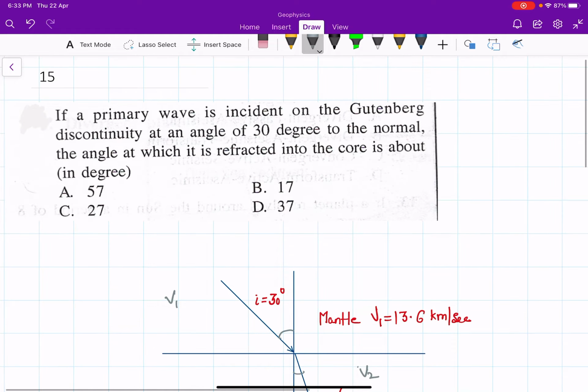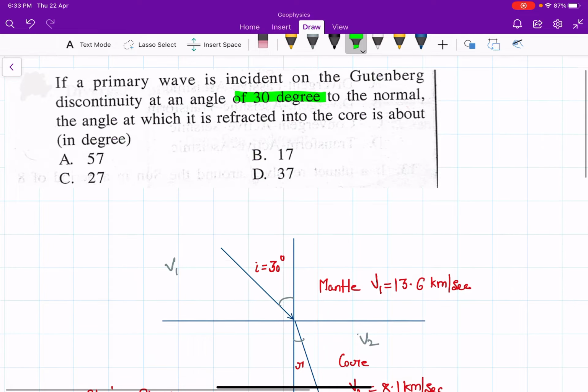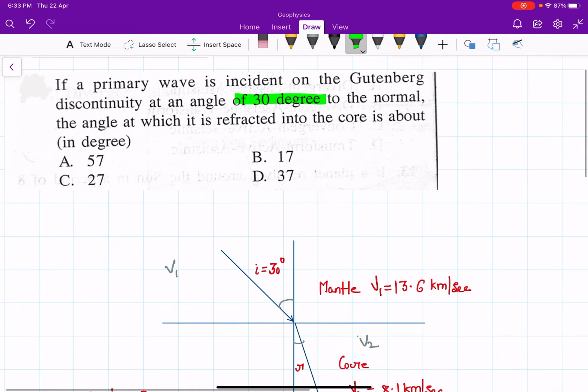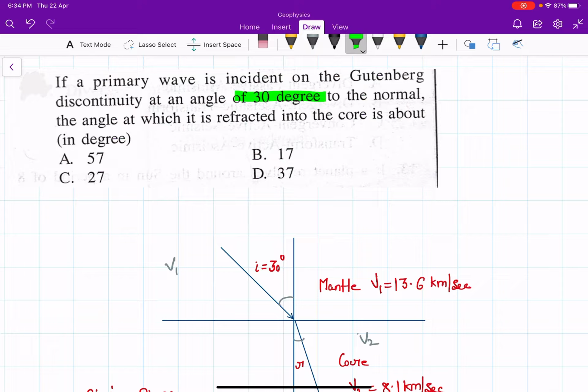Next question is, if a primary wave is incident on the Gutenberg discontinuity at an angle of 30 degree. So Gutenberg discontinuity is at the depth of 2900 kilometer from the surface of the earth. So the P wave is incident at an angle of 30 degree to the normal, the angle at which it is refracted into the core is about.